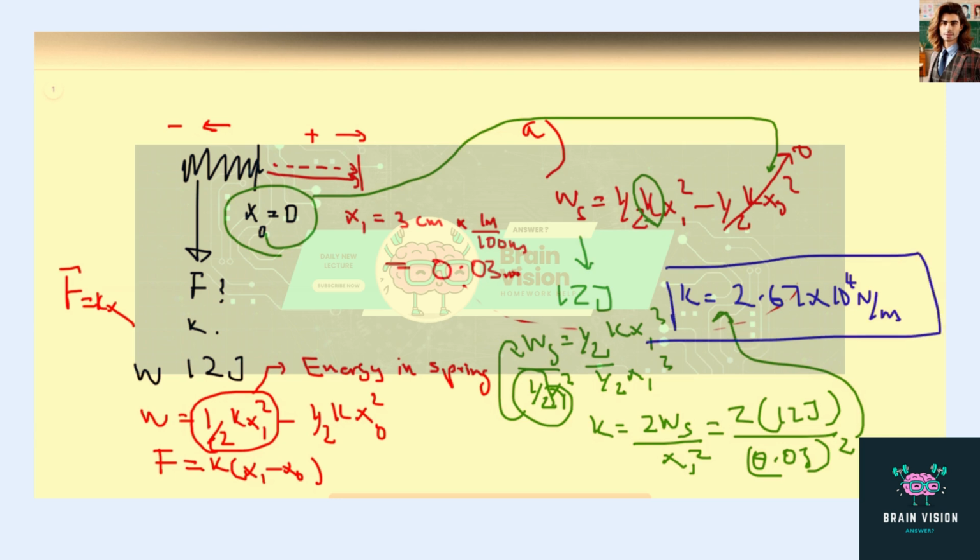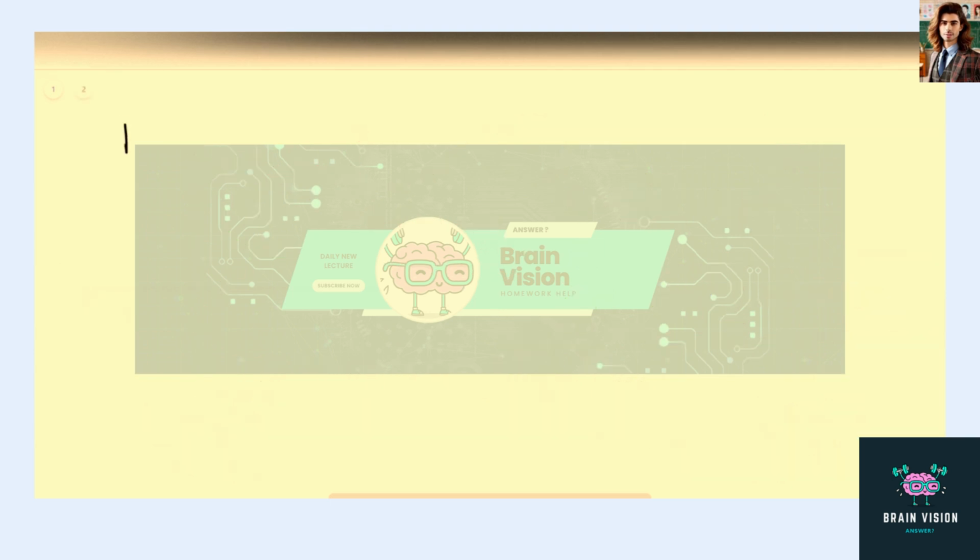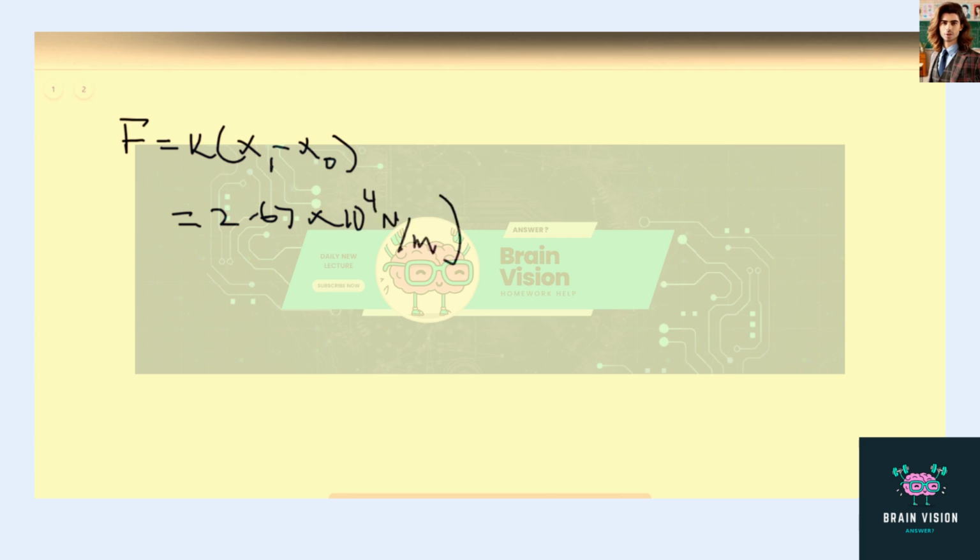That's the spring constant. In the second part of the problem, we want to find the force involved in stretching the spring a distance of 3 centimeters to the right. So remember, it's k times x1 minus x0. K happens to be 2.67 times 10 to the 4 newtons per meter, x1 is 0.03 meters, and remember x0 is 0, so we can ignore that. You plug in those numbers and get 801 newtons.